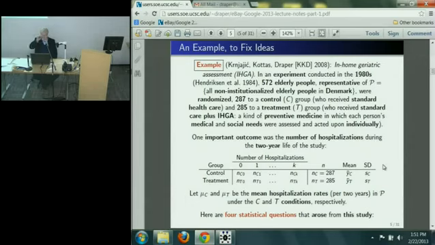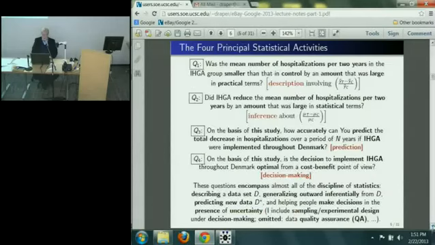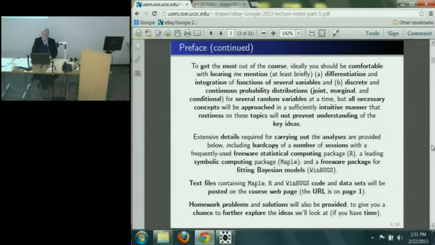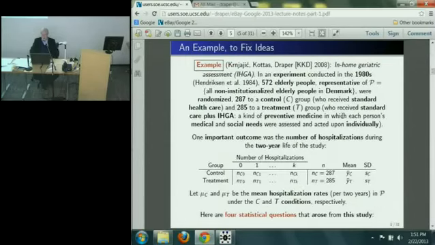And they looked at a number of outcomes, but the one we're going to look at here is the number of hospitalizations each person experienced over the 2-year period in which the study unfolded. So a template of what the data set is going to look like at the time the experiment is designed is given here on page 5 of lecture notes part 1.